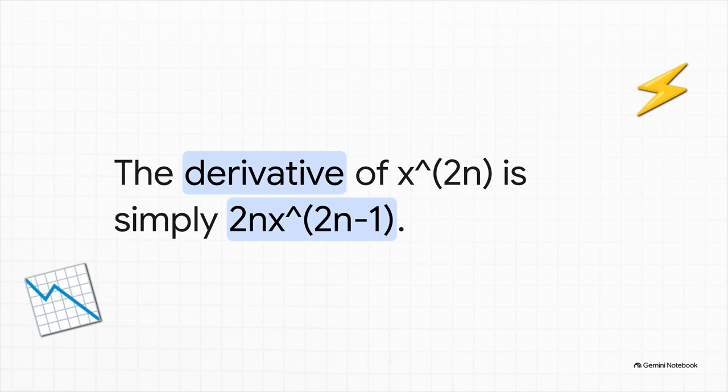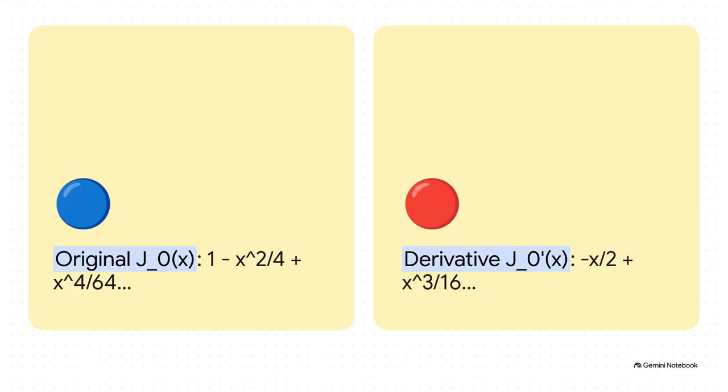The 2n simply comes down in front, reducing the exponents, and after a bit of quick factorial maneuvering to simplify the coefficients, we land on a brand new infinite series for the derivative. It's a really fantastic demonstration of how linear operations can just easily slide right inside a summation symbol. And this brilliantly illustrates that shift.